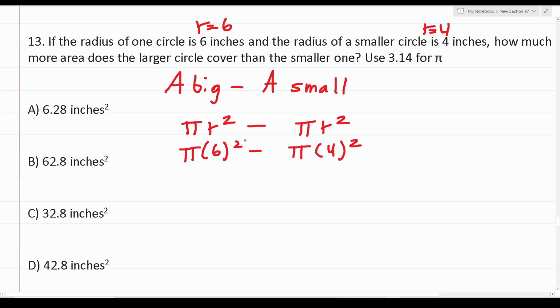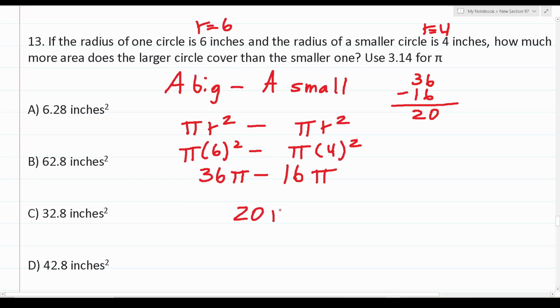All right. 6 squared is 36. So this is 36 pi minus 4 squared is 16. Again, 4 squared is the same as 4 times 4. So this is 16 pi. You do not want to plug in 3.14 for pi at this point because it would create a lot of work to do. Instead, what you want to do is 36 pi minus 16 pi. If you can't do that in your head, you can always work it off to the side. 6 minus 6 is 0. 3 minus 1 is 2. So this becomes 20 pi.